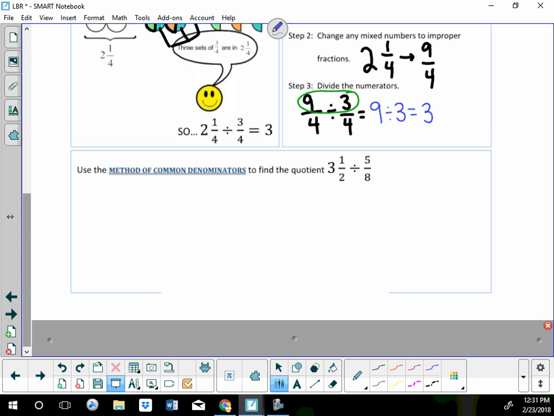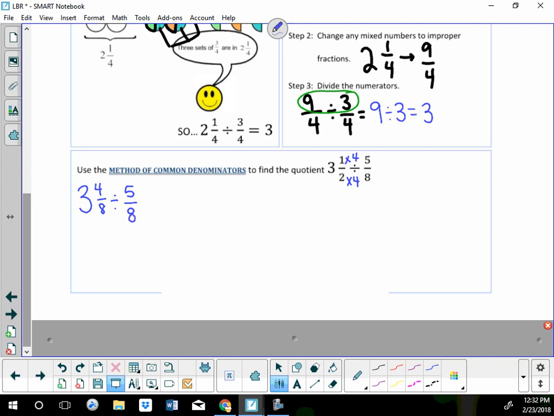What is the common denominator between 2 and 8? You guys can tell me. 8. You got it. So let's take 3½ and we'll multiply our numerator and our denominator by 4, and we end up getting 3 4/8 divided by 5/8. Okay, so step 1 was to get a common denominator.